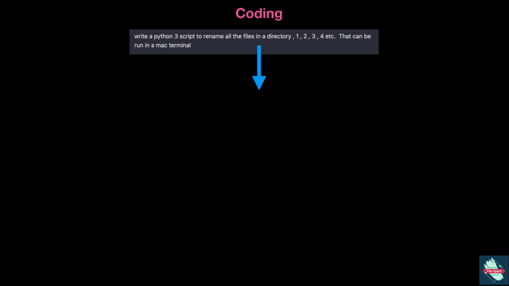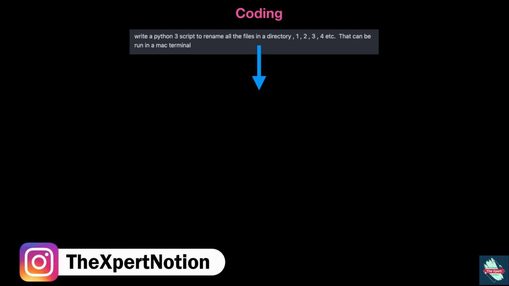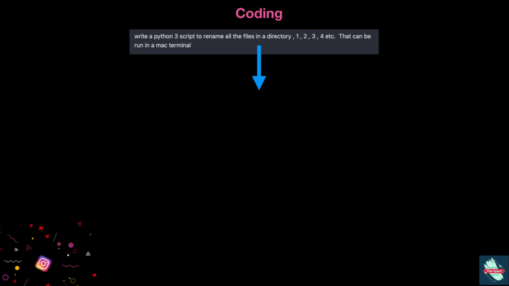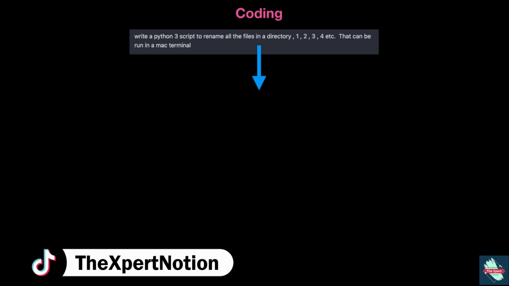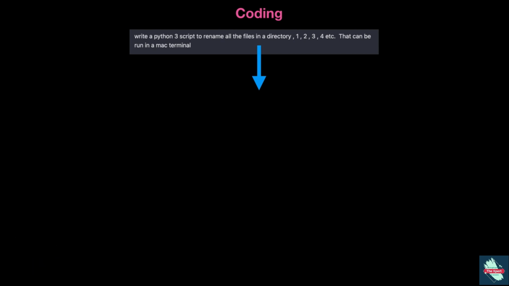And even if you're not a coder, and you're like me, you use a little bit of scripting, maybe you have a Shopify website where you need a little bit of web coding, this is going to be awesome for that. So this is an example. I said, write a Python 3 script to rename all the files in the directory 1, 2, 3, 4, etc., that could run in a Mac terminal. So I'm on Mac right now, so I need this Python code to work on Mac.